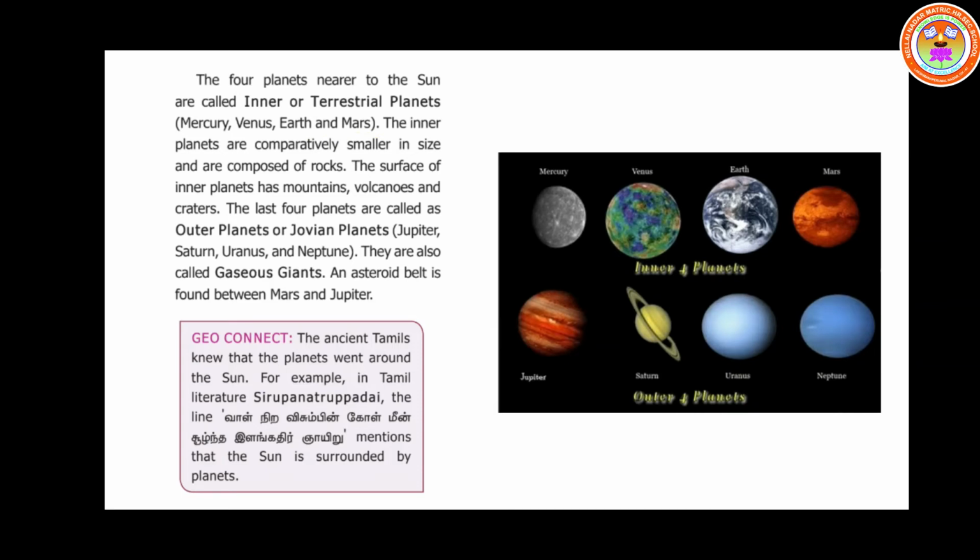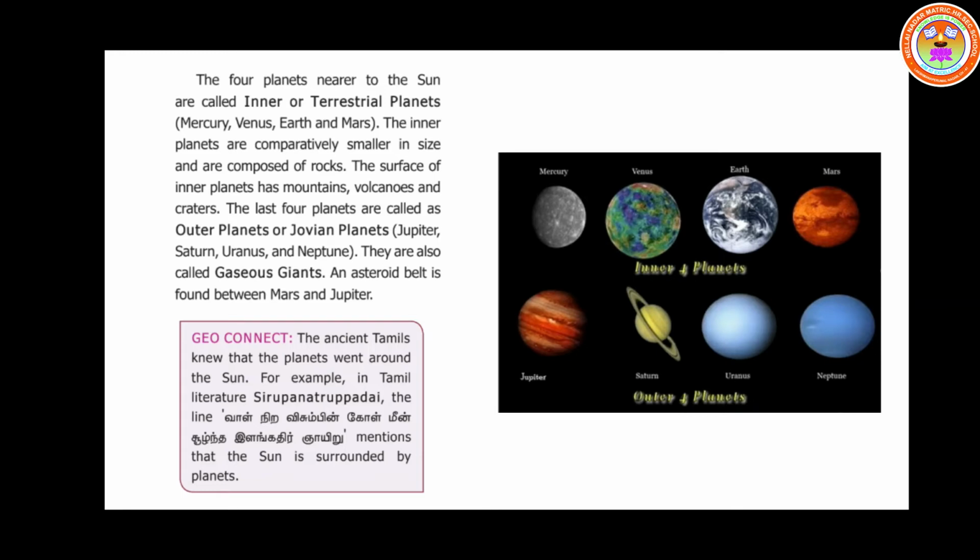The inner planets are comparatively smaller in size and are composed of rocks. What is the size of these planets? They are very small in size. And they are all made up of rocks. Is it clear, children? The surface of the inner planets has mountains, volcanoes, and craters.